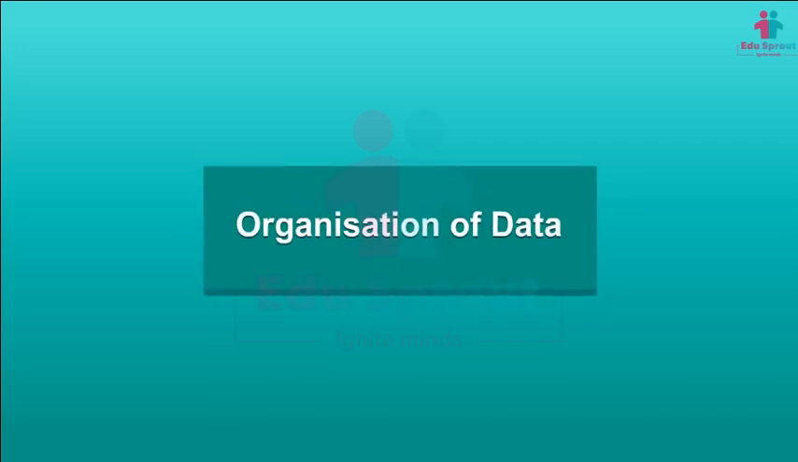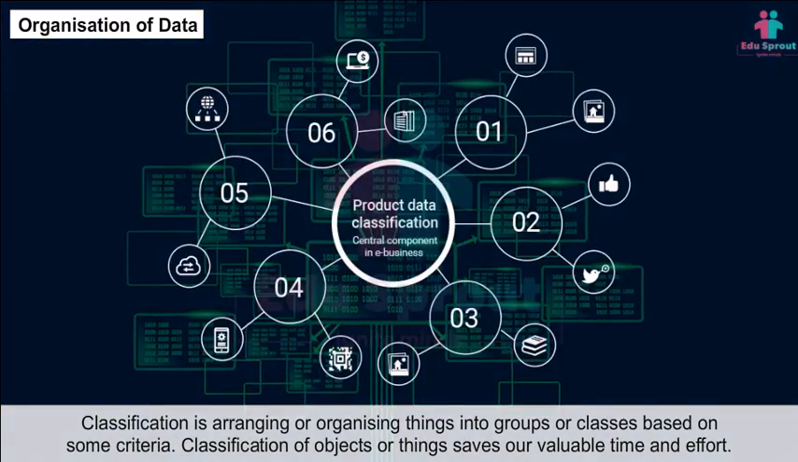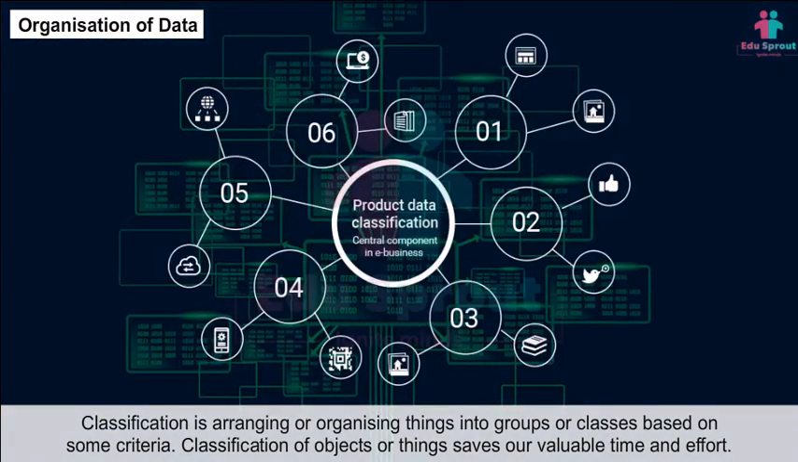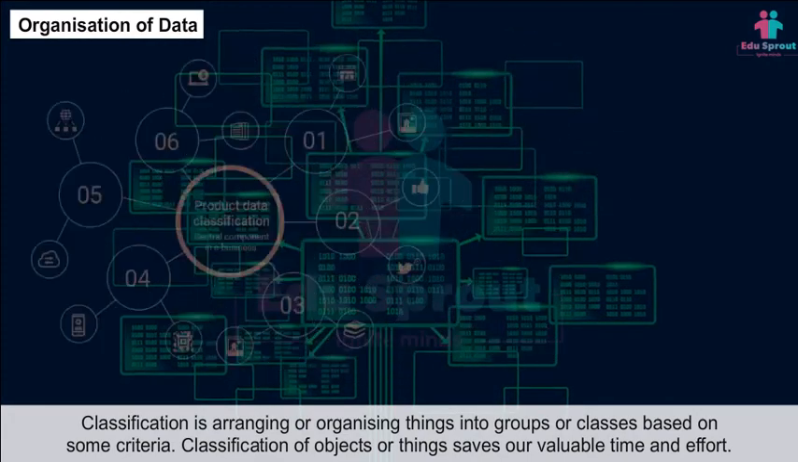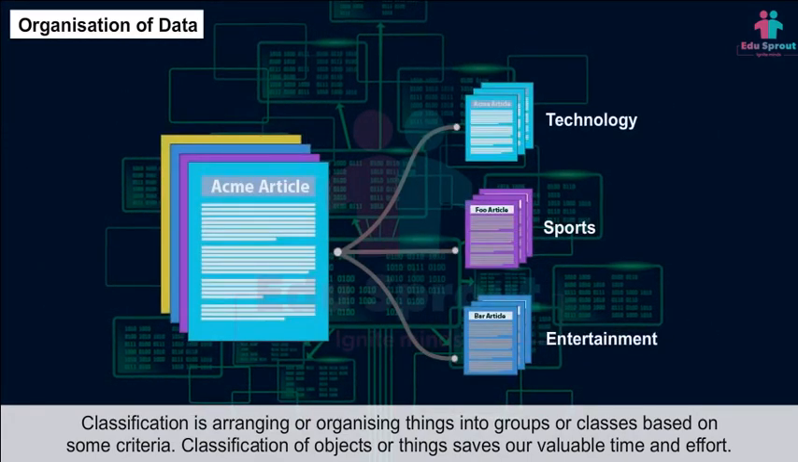Organization of data. Classification is arranging or organizing things into groups or classes based on some criteria. Classification of objects or things saves our valuable time and effort.